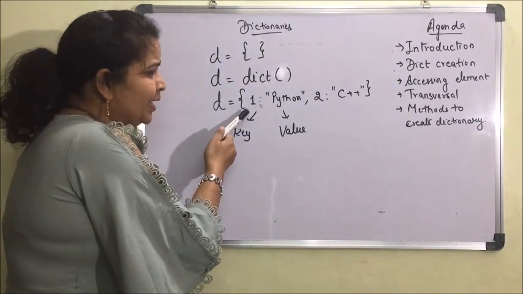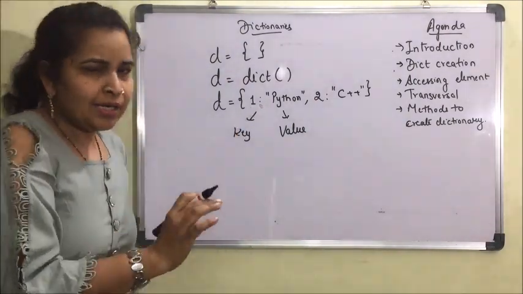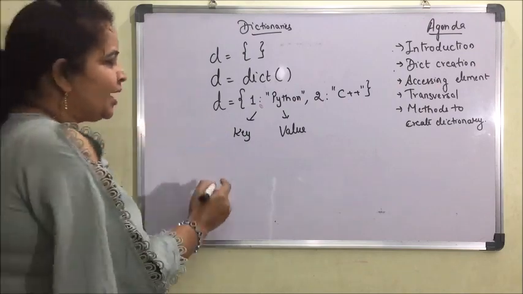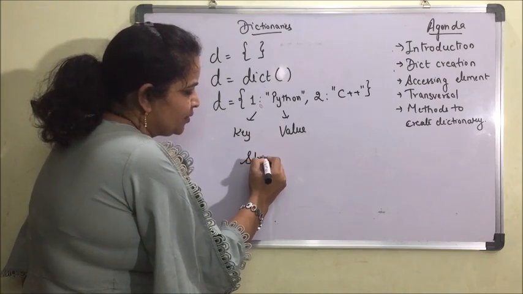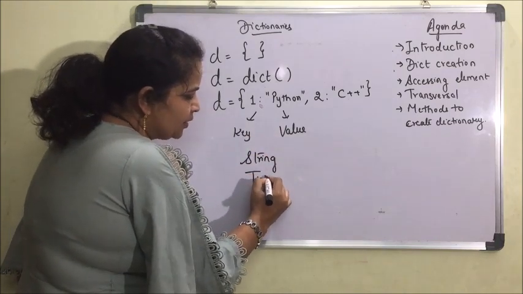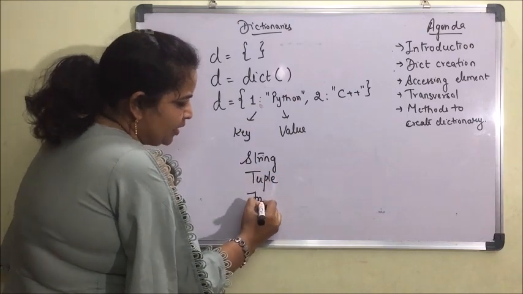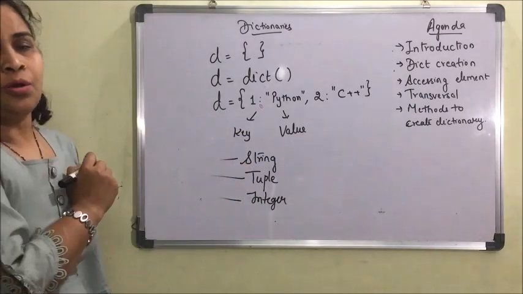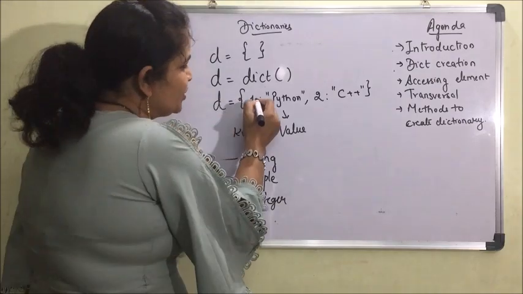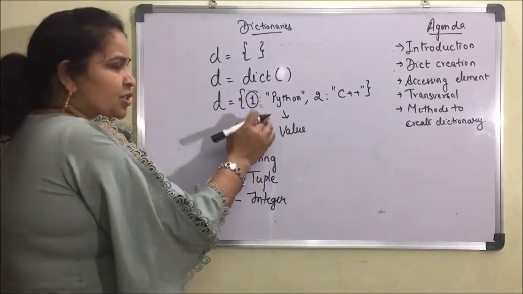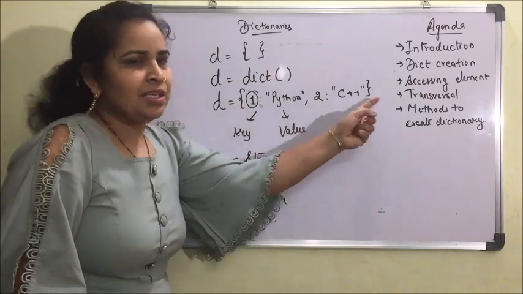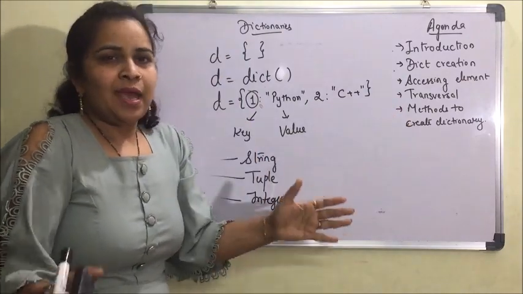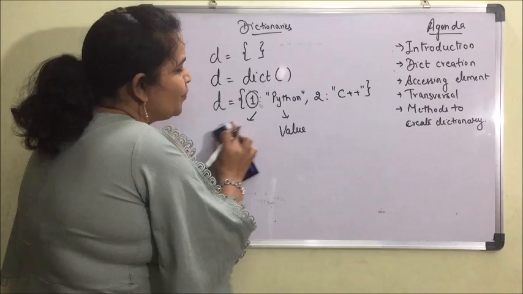Now, the data type of the key can be any data type which is immutable. Immutable means which cannot be changed. Like it can be a string, it can be a tuple, and it can be an integer. String is immutable, tuple is immutable, integer is also immutable. So we can use a string, tuple or integer here. It is not mandatory that all the keys should be of the same data type or all the values should be of the same data type.